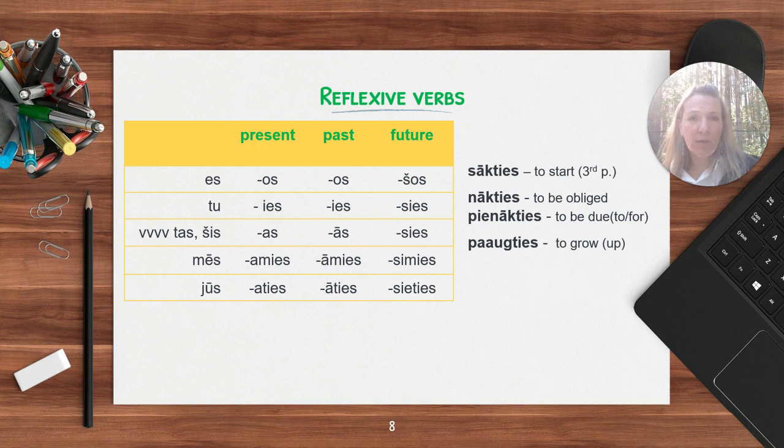So we use it only in the third person, because we can't make ourselves start and end. So it's something else that starts, like a concert, job, conference, movie, anything else, a spring or summer or June. Nākties, to be obliged. Pienākties, to be due. It's always hard for me to explain this verb, but it's something you own, something you earned, I would say. And paaugties, to grow up a little bit.